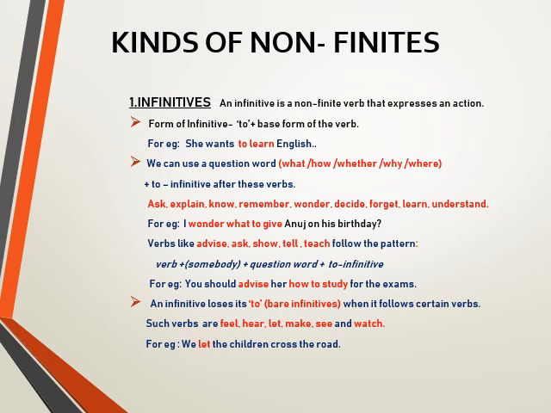Coming to the kinds of non-finites, we will see in detail the first one, infinitives and its uses. An infinitive is a non-finite verb that expresses an action. The form of infinitive is to plus base form of the verb. For example, she wants to learn English. Here, to learn is an infinitive. The infinitive is formed by joining the words to and learn.